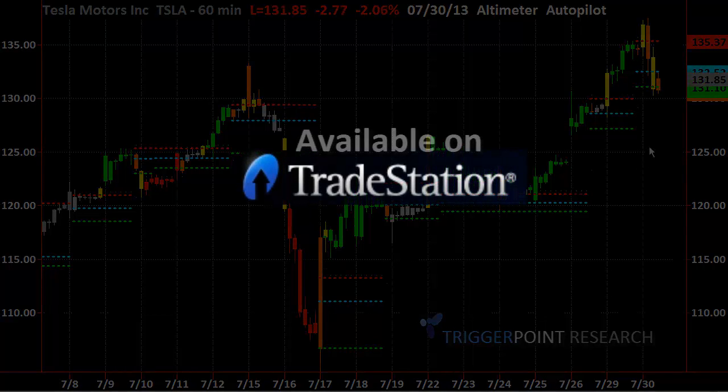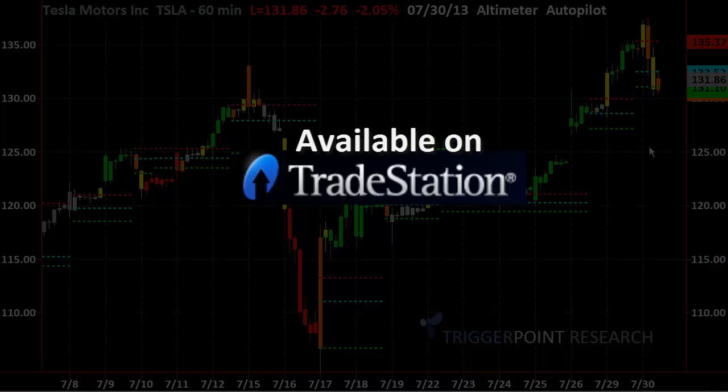So if you're a short-term trader, there is the potential to use this, the AutoPilot, as a great tool for signals for trading.